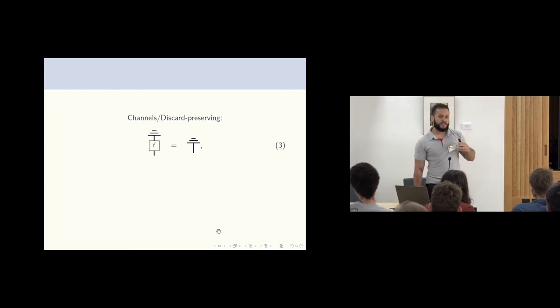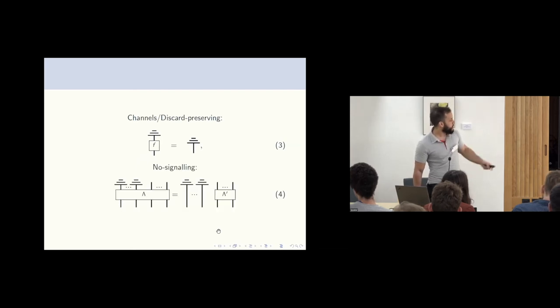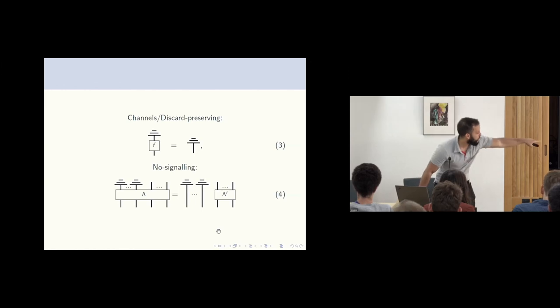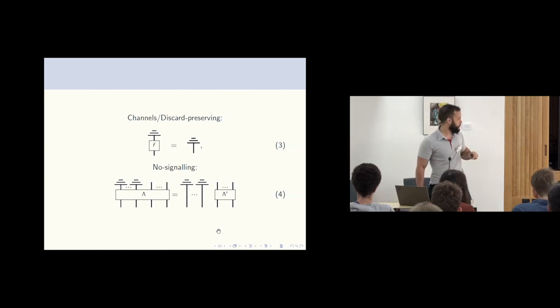And this notion is what we use to define diagrammatically what is a no signaling channel. So a channel lambda is no signaling if itself it is discard preserving, and every time that you discard a subset of its output systems, you obtain a marginal lambda prime channel on the systems that you didn't discard that itself is also discard preserving.